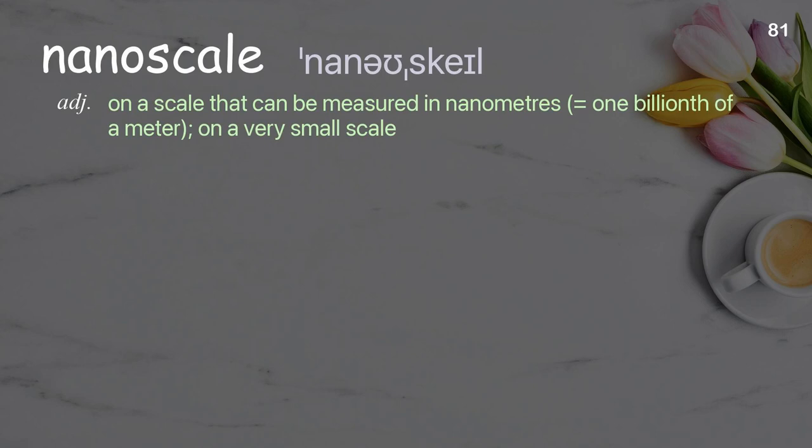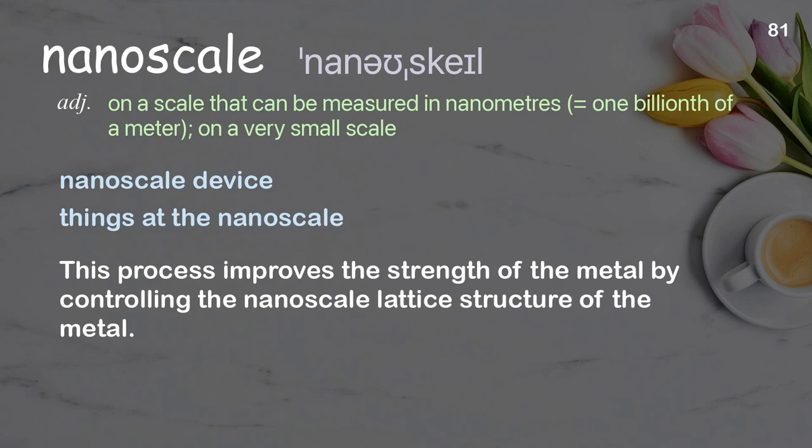Nanoscale. On a scale that can be measured in nanometers, equals 1/1,000,000,000 of a meter, on a very small scale. Examples: nanoscale device. Things at the nanoscale. This process improves the strength of the metal by controlling the nanoscale lattice structure of the metal.